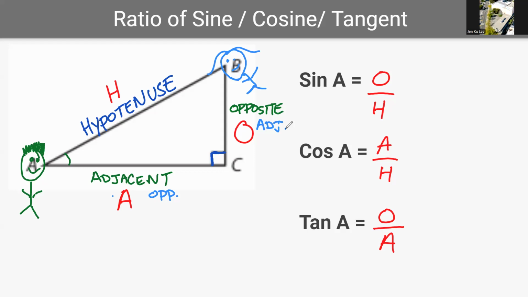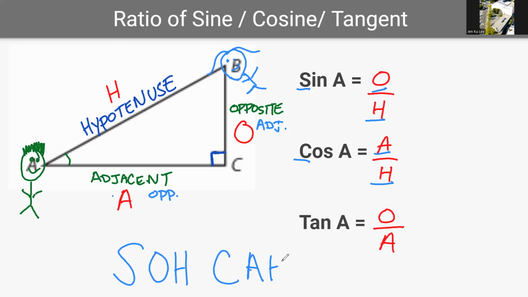But there is kind of like an acronym that you can memorize. I'm not too sure if you guys have heard it before, but sine is opposite over hypotenuse. So sine is opposite over hypotenuse, SOH. Cosine is adjacent over hypotenuse, CAH. And tangent is opposite over adjacent, so tangent, TOA. So SOHCAHTOA.